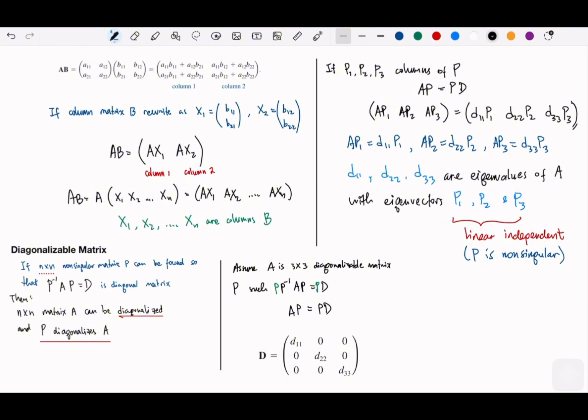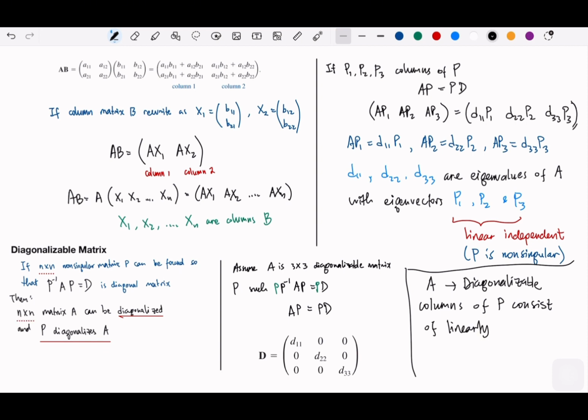So if A is diagonalizable, then the columns of P consist of linearly independent eigenvectors of A. Now this will be our clue.